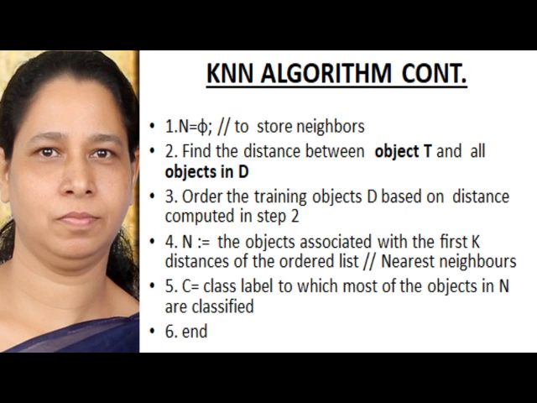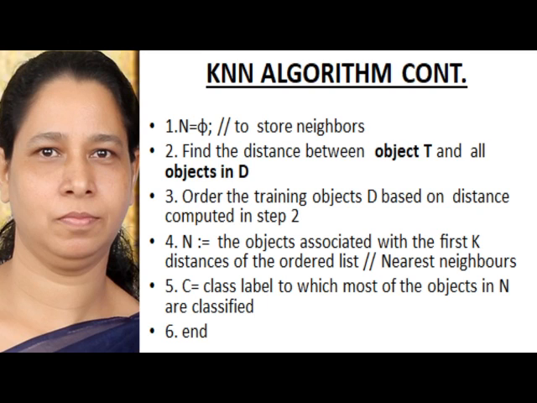First step, N is assigned 5. N is used to store the neighbors. Then find the distance between object T and all objects in D. Order the training objects D based on distance computed in step 2.